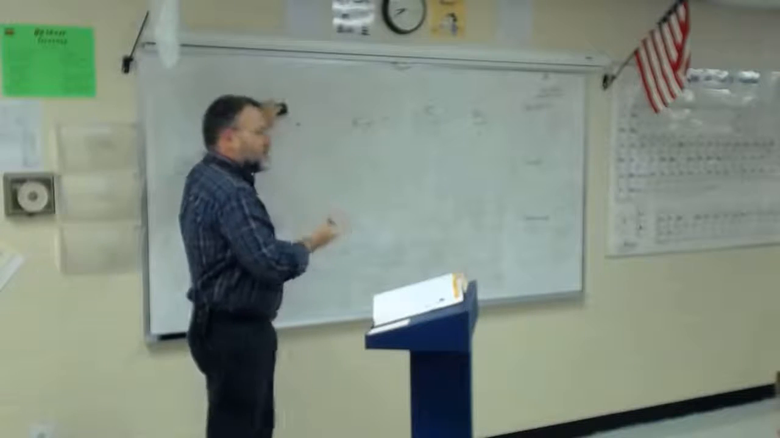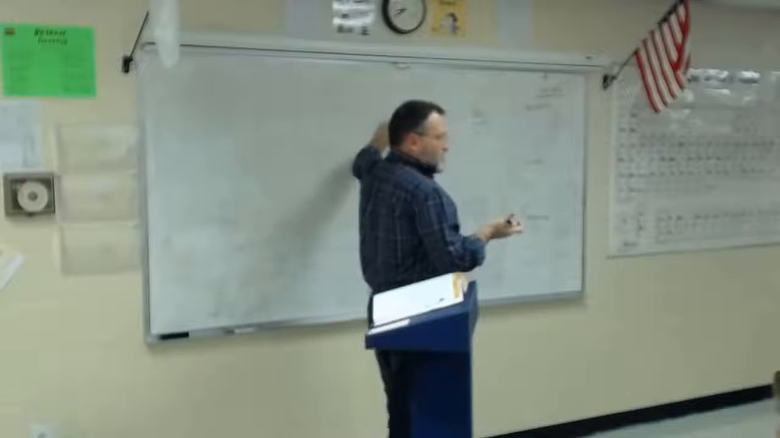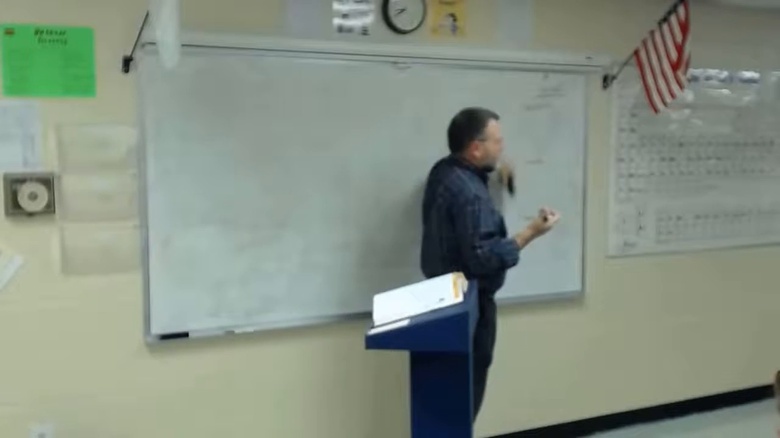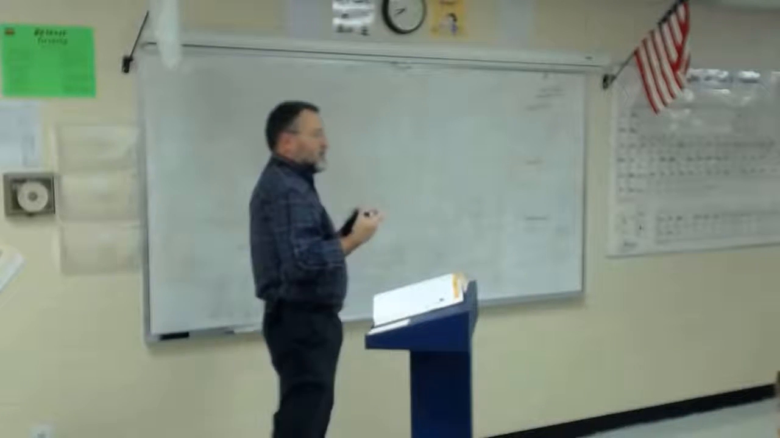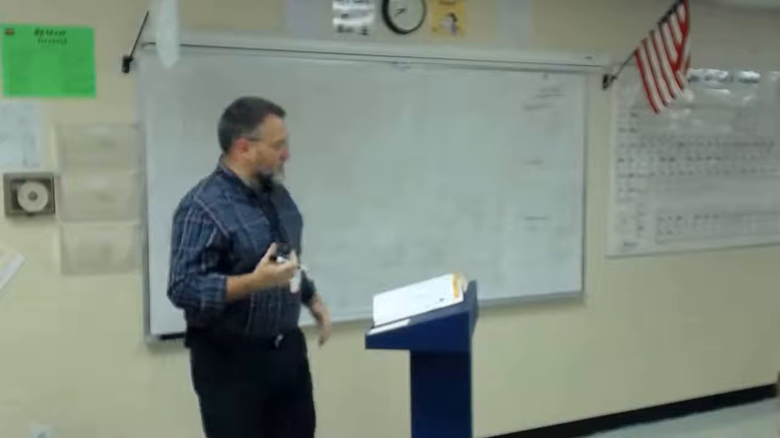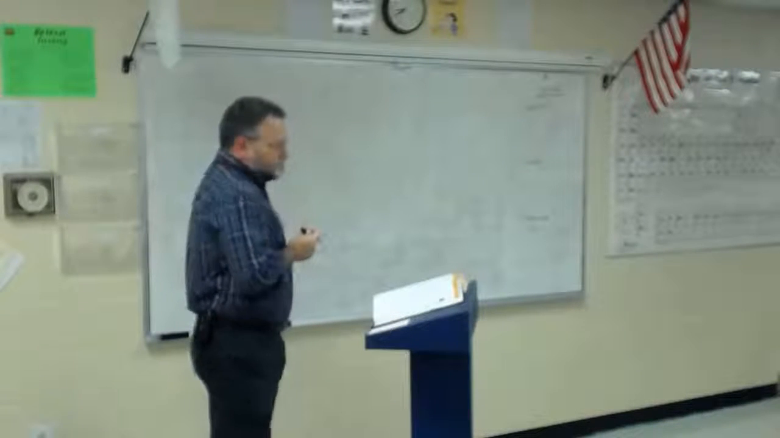Again, atoms are neutral structures. Ions are atoms that have more or less electrons than neutral, so they've gained an electron or lost an electron. I'm reviewing just some things that I saw repeatedly in error on the homework last night.